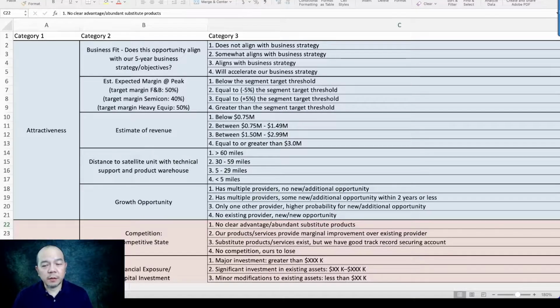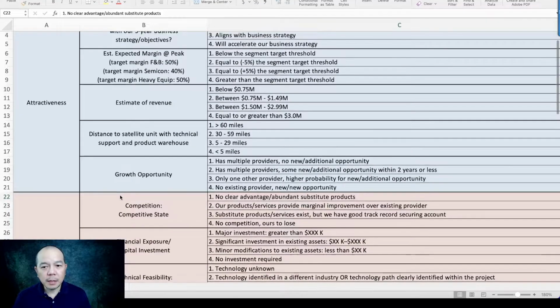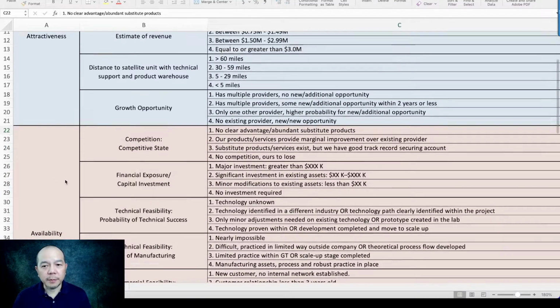Right, so let's get started. What we have here is a spreadsheet from Excel, where I've put together a list of categories, 1, 2, and 3. Each one supports the other. Category 1 is the attractiveness and the availability, which is at the bottom here.